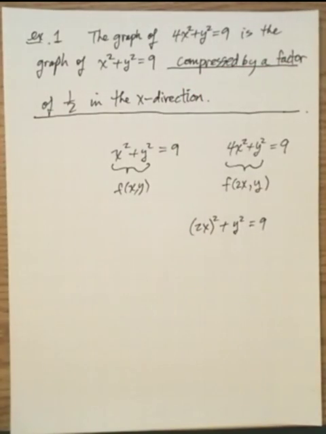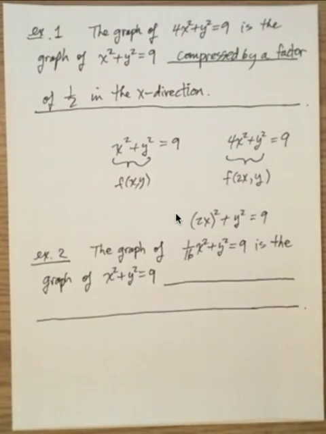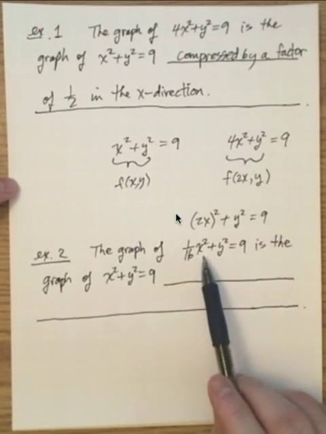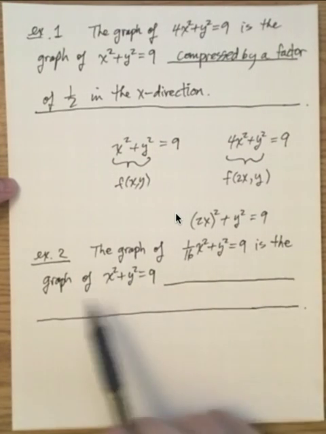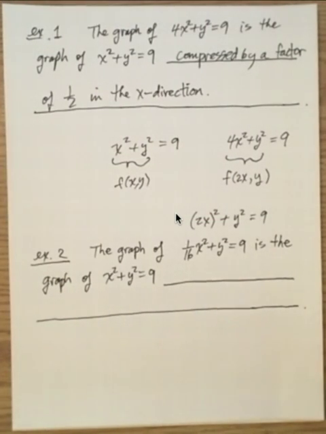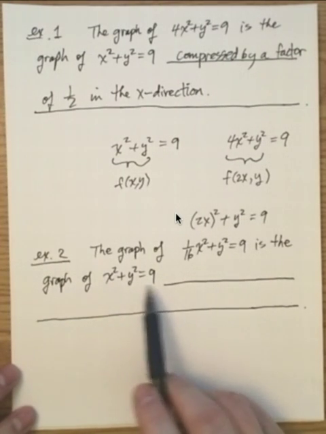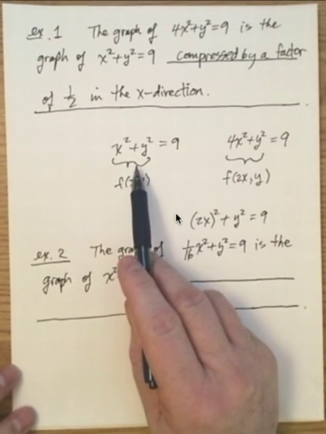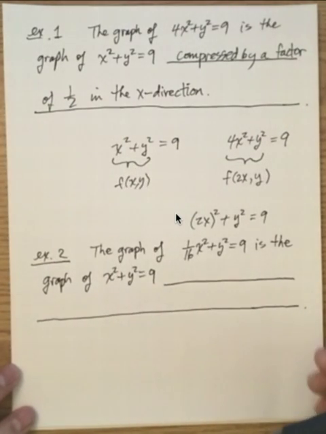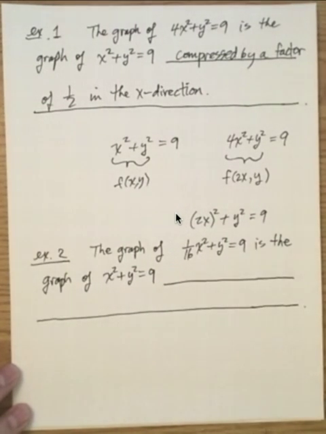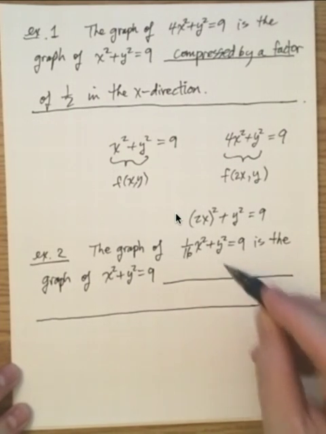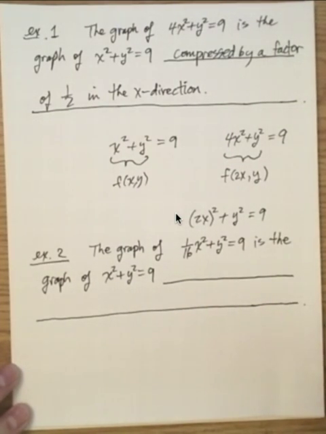Alrighty. All right, let's go ahead and do a second example. The graph of 1/16 x squared plus y squared equals 9 is the graph of x squared plus y squared equals 9, what? Once again, this is my original. Just like in the previous example, my f of x, y is x squared plus y squared. So how do I get 1/16 x squared plus y squared in terms of that function of two variables, f?